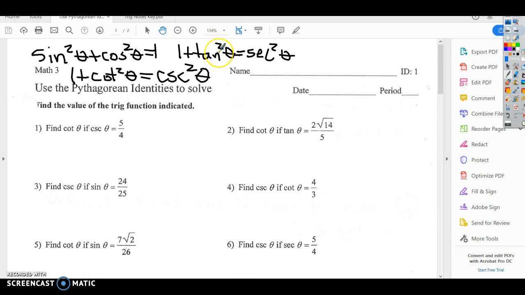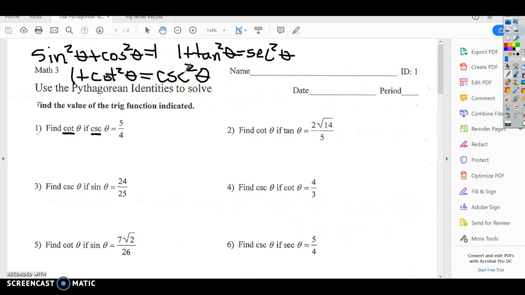If you're not sure where these come from, then you need to go back and watch the last video, and that'll show you how these come from the Pythagorean theorem, sorry. All right, so we're looking for cotangent and we have cosecant. So we need to find this and we're given this. Then we need to use this last identity here.